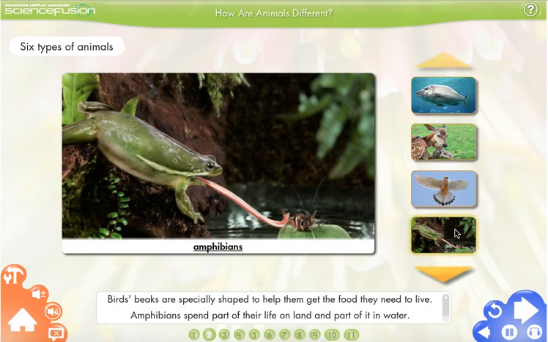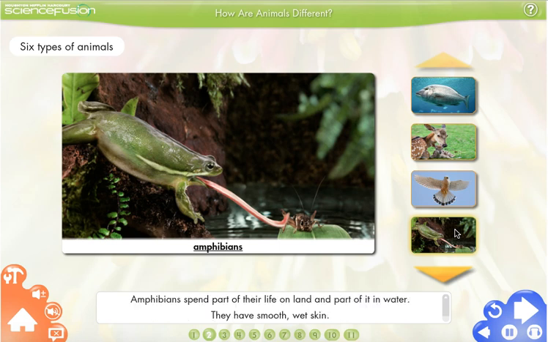Amphibians spend part of their life on land and part of it in water. They have smooth, wet skin. Amphibians lay eggs. So similar to birds, they lay eggs. So when they have babies, they first lay an egg and then the baby hatches. And you can also look at the skin, see how it looks kind of wet and smooth.